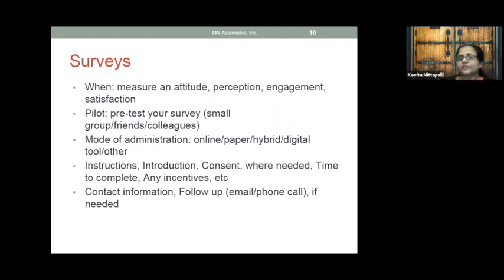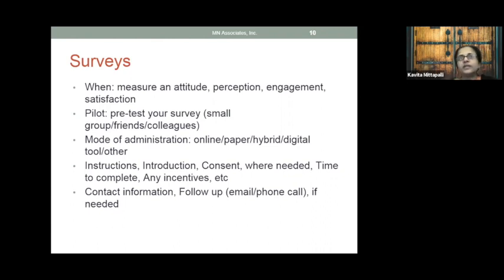Now, what does a survey look like? If you are conducting a very large, complicated study, then you would have a section of instructions. What is that survey about? You have to tell them what the survey is all about. Then you need to seek consent.